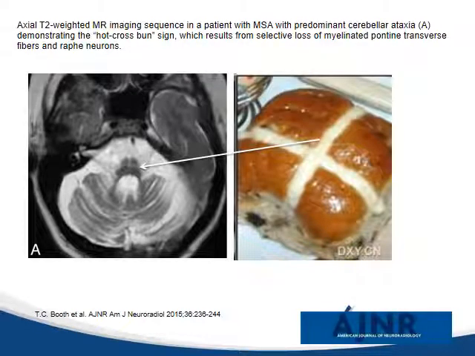This is a typical MRI finding in a patient with MSA with predominant cerebellar ataxia, and you can see there is significant atrophy in the cerebellum and also atrophy in the brainstem with selective loss of myelinated pontine transverse fibers, which gives the hot cross bun sign. This is very characteristic for MSA.